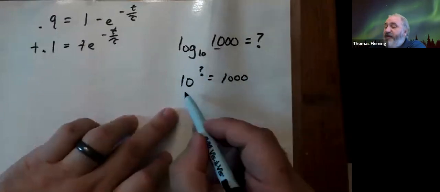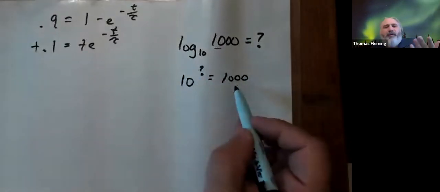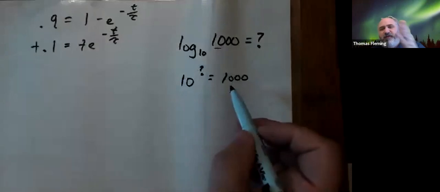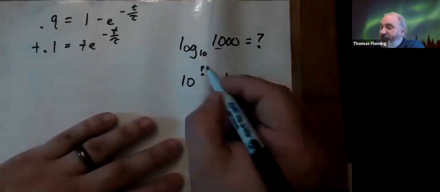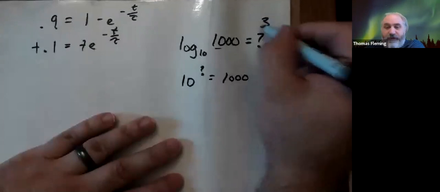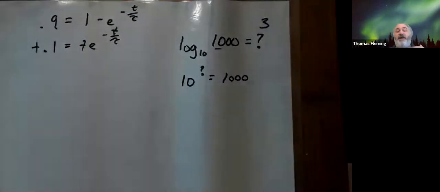So 10 to what power equals 1,000? Well, there it's kind of obvious. 10 times 10 times 10, 3. So the answer is 3. Log base 10 of 1,000 is 3.